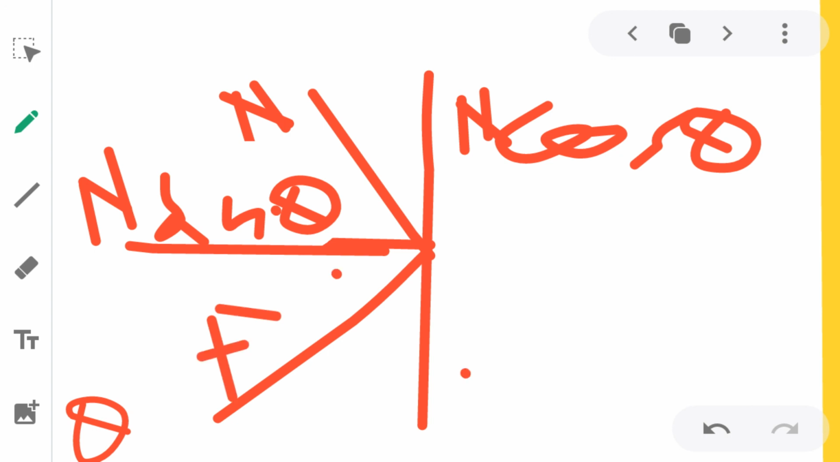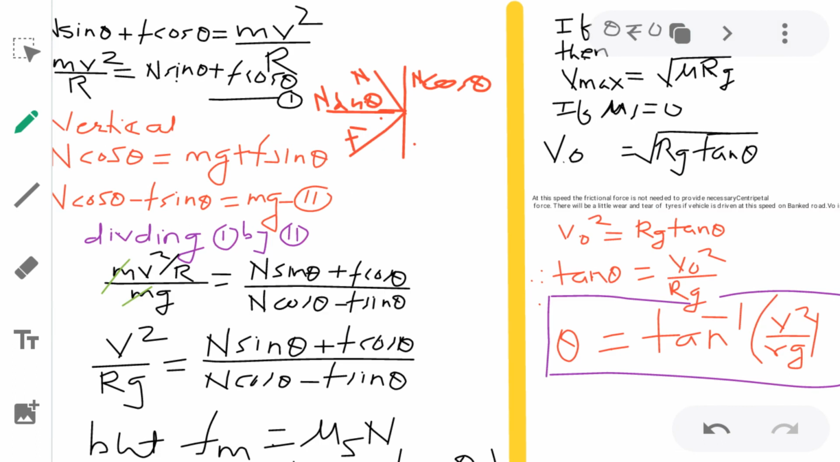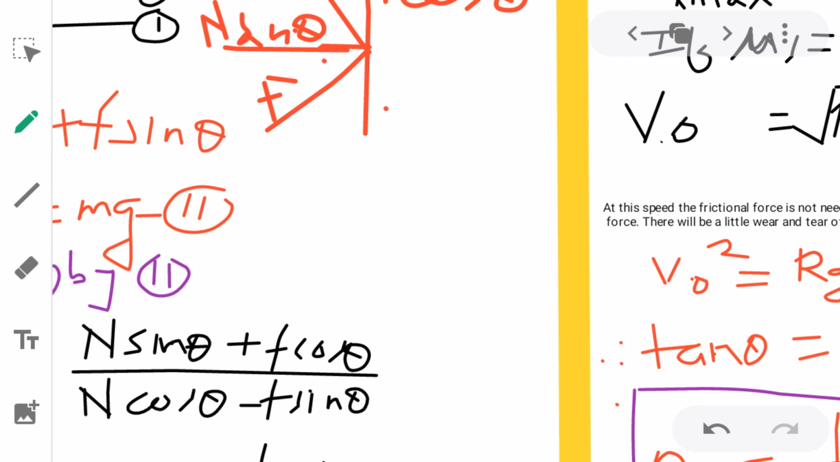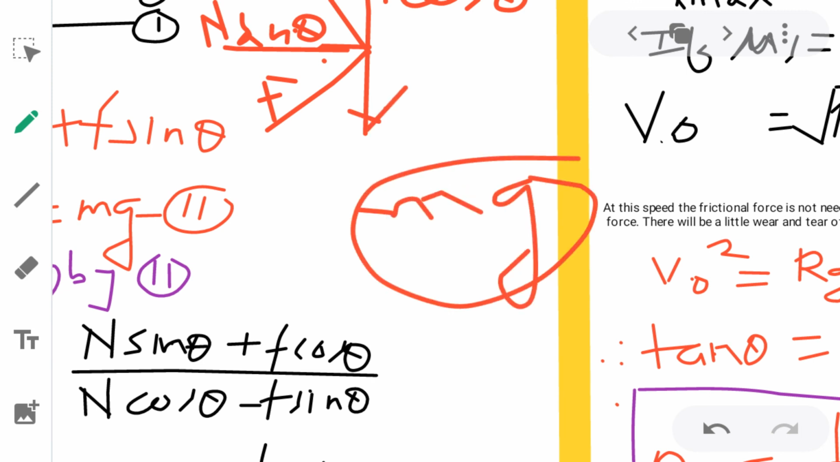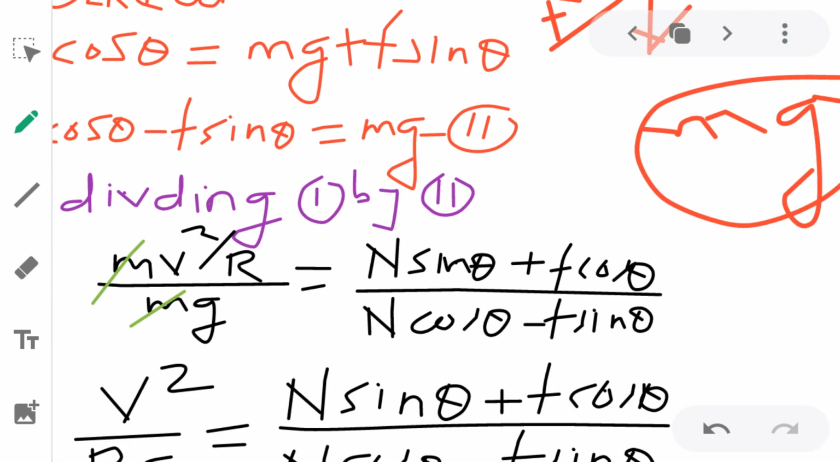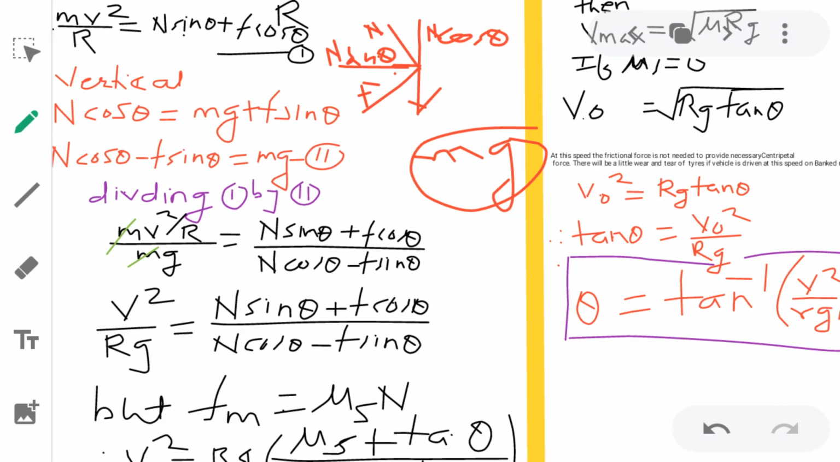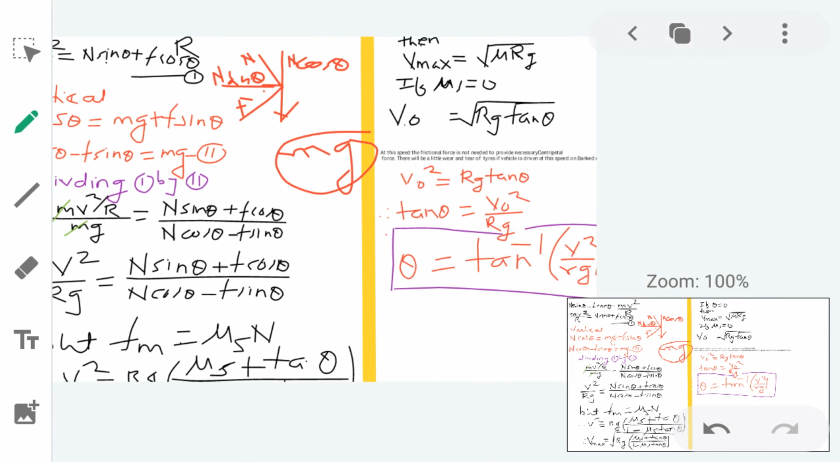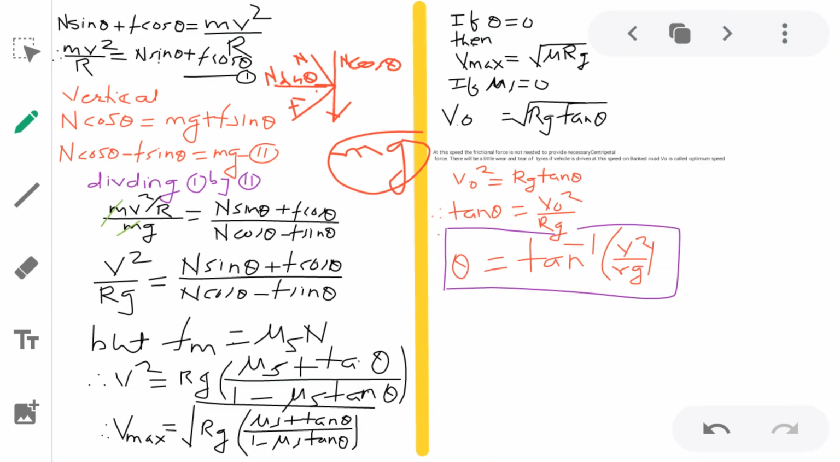This f cos theta and n sin theta provide the necessary centripetal force, and this is balanced by the forces f sin theta and mg, the downward weight. Then dividing both the equations, we get v square upon r: v square is equal to rg into (mu s plus tan theta) upon (1 minus mu s tan theta). Then theta is tan inverse of v square upon rg. Okay, we'll stop here.